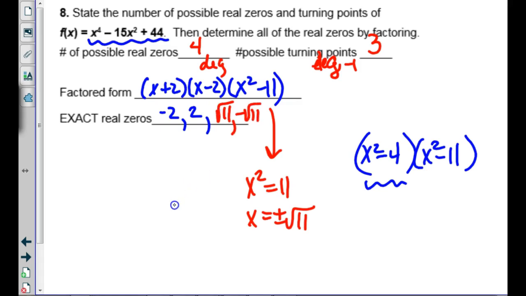What does that mean if I graph that? Am I going to see 2 or 4 zeros where it crosses? 4, because those are real numbers, right? No i's. But these two would be ugly decimals if you tried to find them on the calculator.